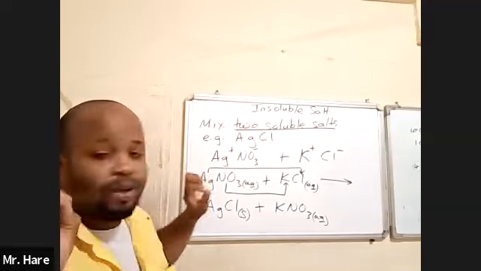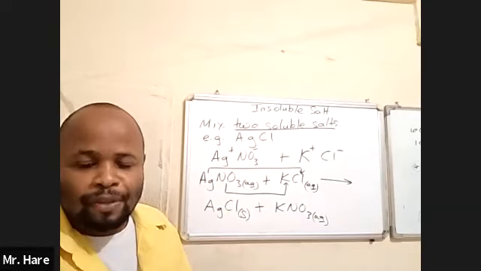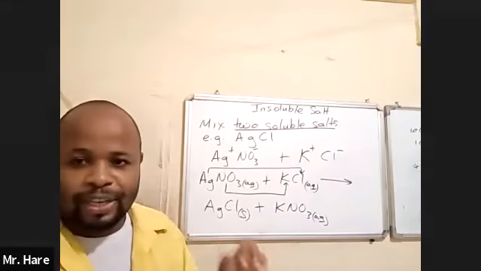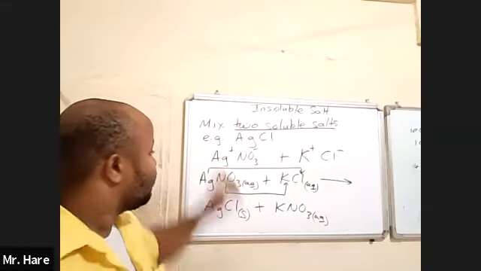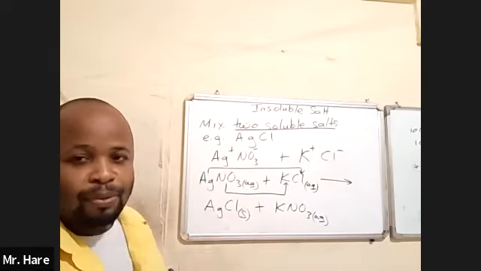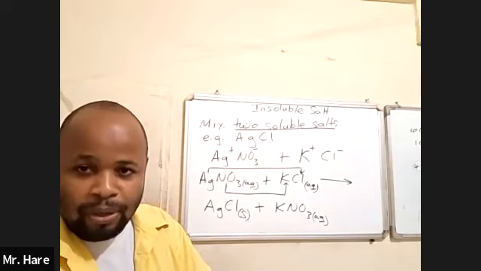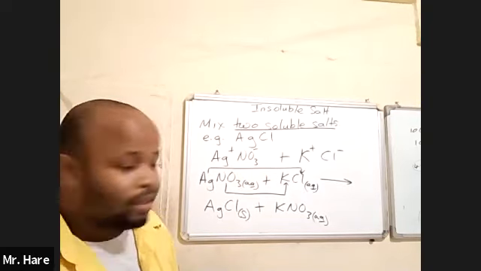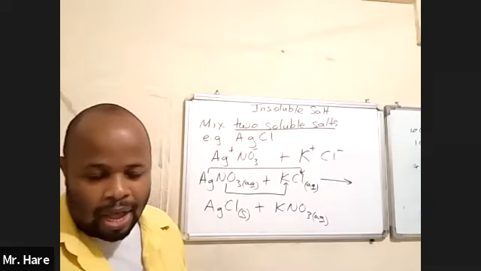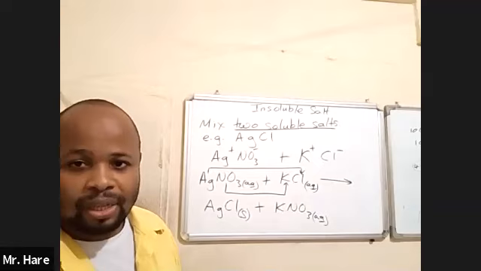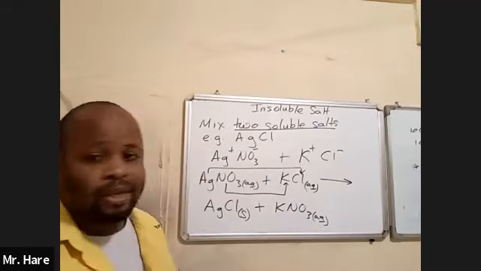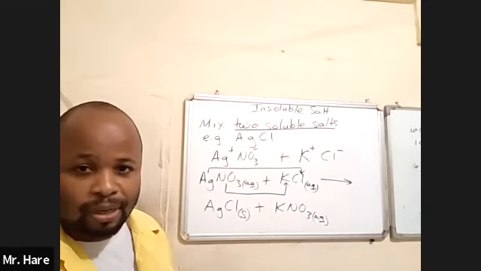One containing silver, one containing chloride. But both of them must be a soluble salt. So we know that all nitrates are soluble. So the silver nitrate would be soluble. We know that any metal from group 1 forms a soluble salt. So potassium, combining potassium ion with the chloride ion, gives you a soluble salt as well. So silver nitrate and potassium chloride, the two of them are soluble salts.